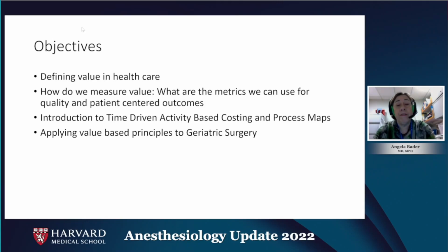Secondly, I'm going to define how we measure value, including what metrics we can use to measure quality and patient-centered outcomes, as well as the cost of providing those outcomes. Thirdly, I'm going to introduce you to time-driven activity-based costing and process maps, which are a great methodology for mapping value. And finally, thinking about how we can apply these value-based principles to geriatric surgery.